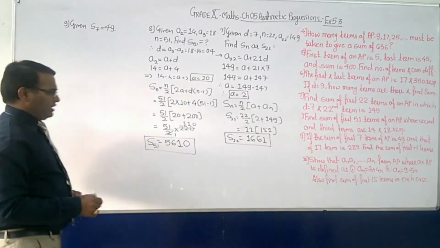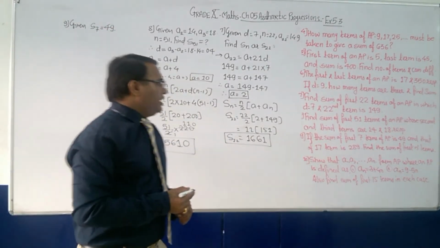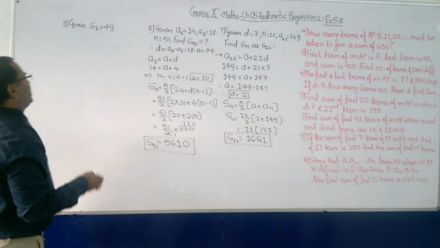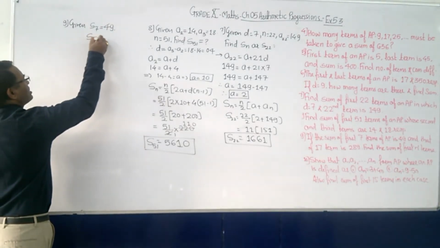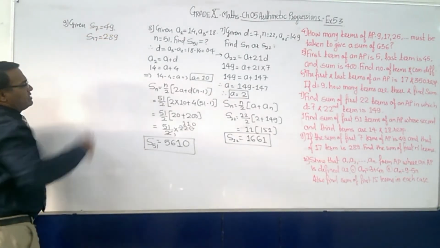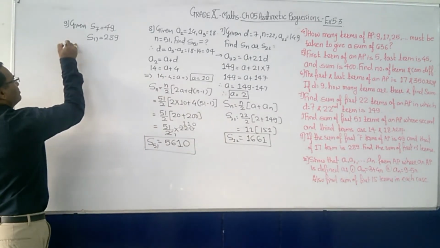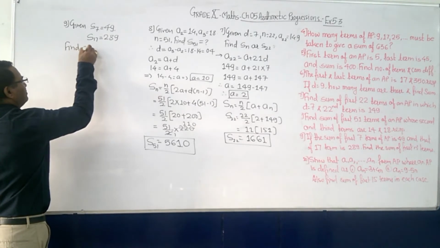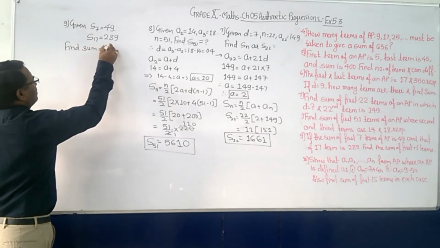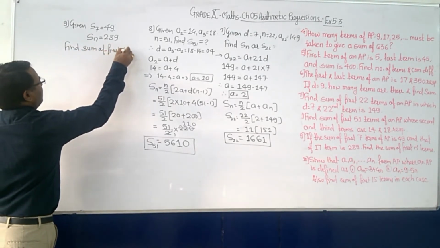Sum number 9 is what? If the sum of the first 7 terms of an AP is 49, what is given? The sum of the first 7 terms is equal to 49, and that of 17 terms is 289. Then what? Find the sum of the first n terms.